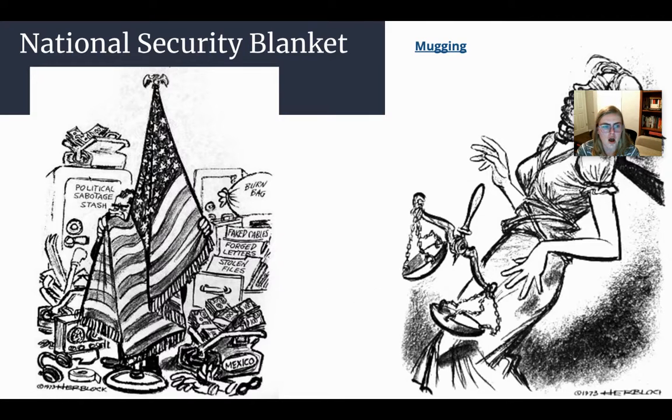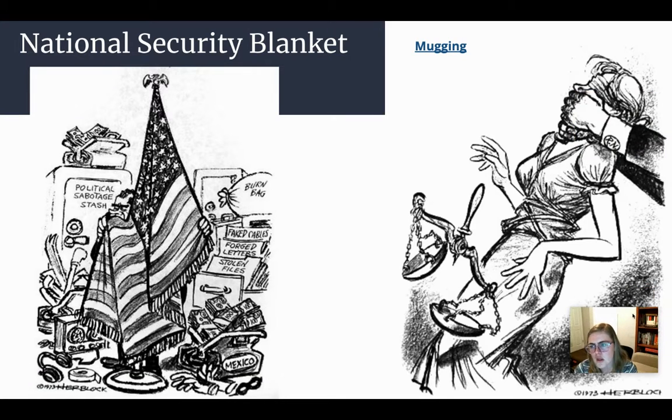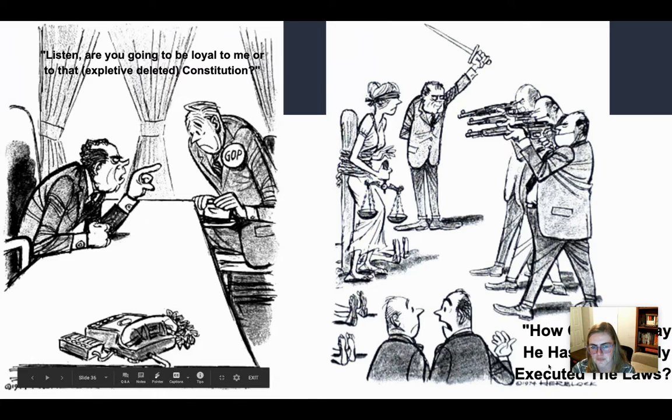All right, our national security blanket. So he's trying to hide behind the office of the presidency or his job to be like, don't look at all of these terrible things that I'm doing. Don't look at this. One of the most powerful ones, I think, is this mugging. And he is mugging, and we know because of his cufflinks that he is mugging Lady Justice. So he is not going to let her do her job. He's instead going to take her out.